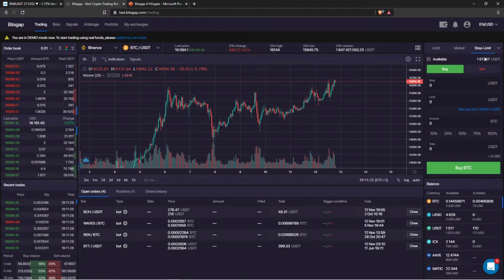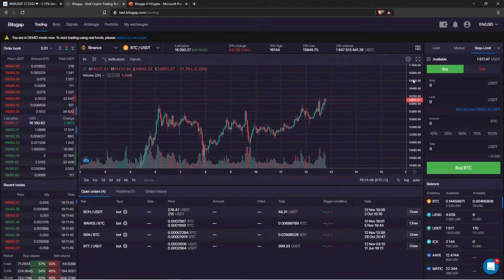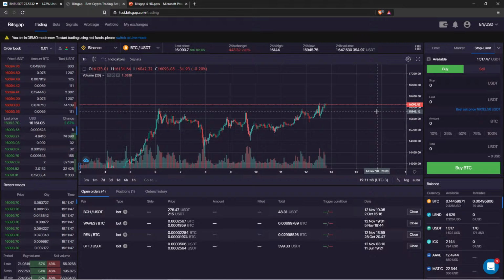So this stop limit here is basically the same as the limit, but the only thing is that you have the trigger price. And the trigger price here is known as the stop price. So that's the price at which you want the system to place a limit sell or limit buy order.